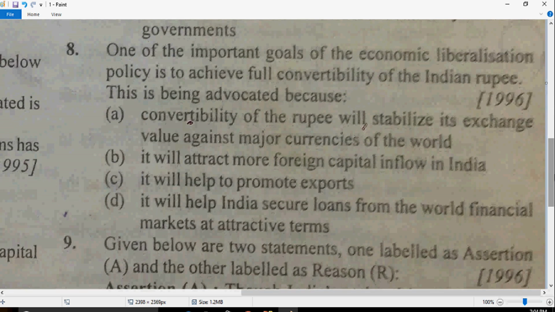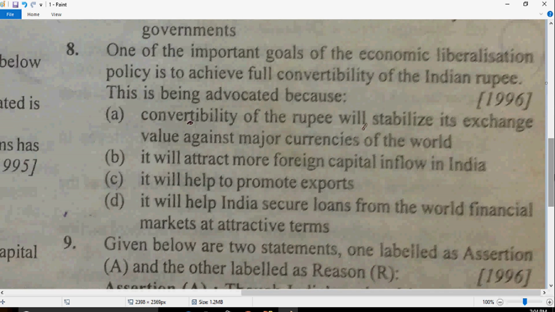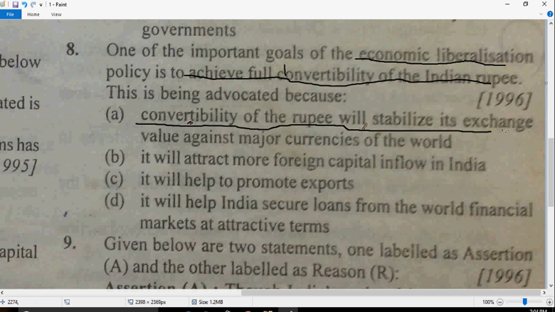Which one of the important goals of the Indian economy liberalization policy is to achieve full convertibility of the Indian rupee? Here, just highlight economy liberalization, a policy to achieve full convertibility of the Indian rupee. So what will be the impact on the Indian economy? Of course, convertibility of the rupee will stabilize its exchange value against major currencies of the world. So it will be correct.